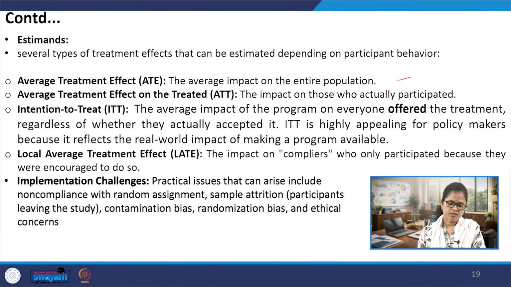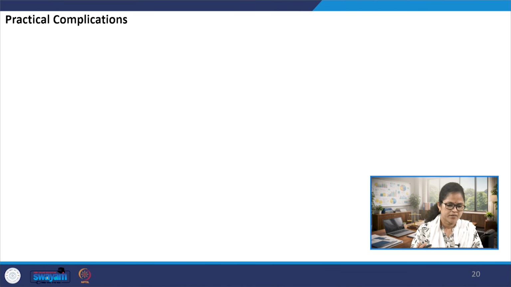But we find there are lots of challenges in implementing this randomized control trial design, because practical issues can arise, where we can find non-compliance with the random assignments, or sample attrition where participants may leave the ongoing study, or contamination bias or randomization bias, or even ethical reasons.